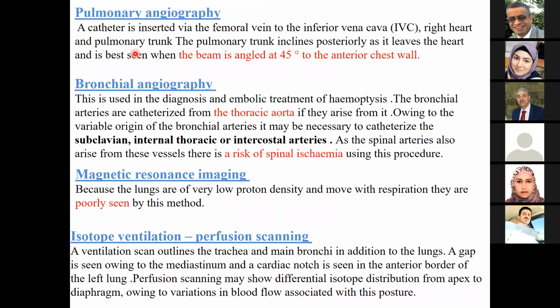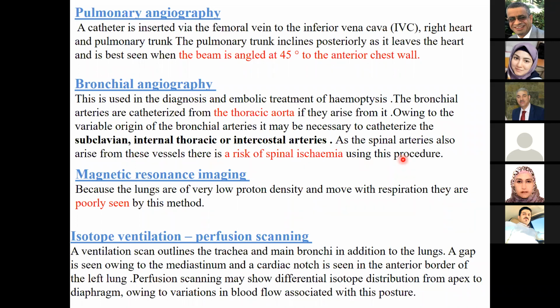Bronchial angiography. This is used for diagnosis and embolic treatment of hemoptysis. The bronchial arteries are catheterized from the thoracic aorta if they arise from it. Owing to the variable origin of the bronchial arteries, it may be necessary to catheterize the subclavian, internal thoracic, or intercostal arteries. As the spinal arteries also arise from these vessels, there is a risk of spinal ischemia with this procedure.